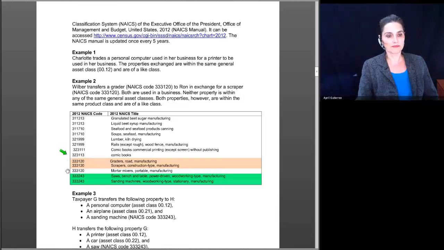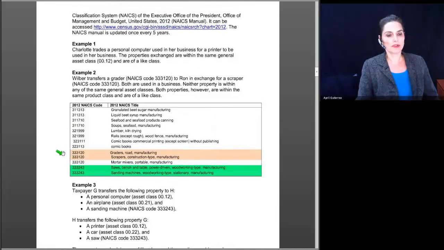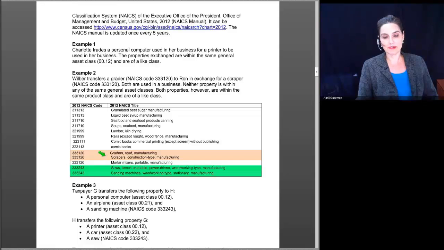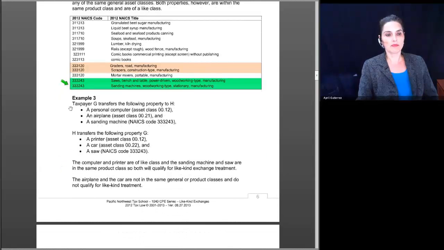books themselves. And then here is our Ron and Wilbur with the grader and the scraper. And you can see when I went into the NAICS codes that they do have the same NAICS code, and that's why a like-kind exchange will be allowed. And then I just randomly picked one more with the same NAICS code, so you could see that a mortar mixer, portable used in manufacturing could also be considered like kind to a grader or a scraper. And there are other assets as well. And then we move on to example number 3.